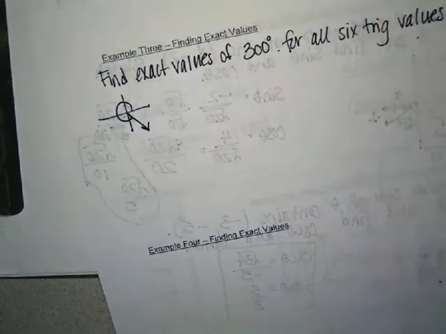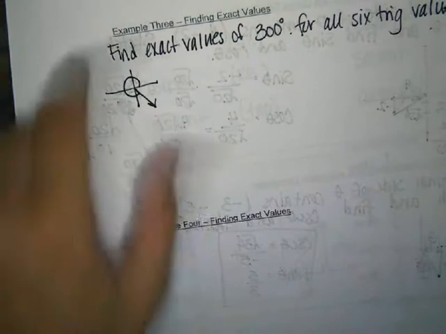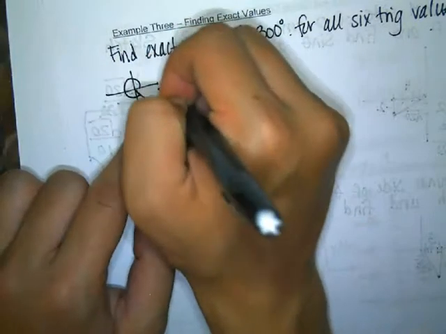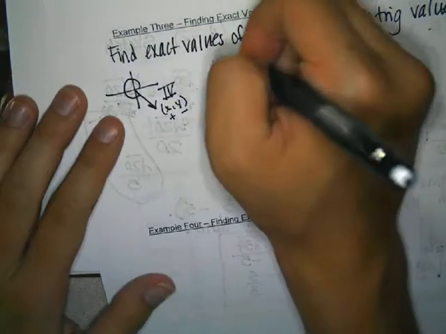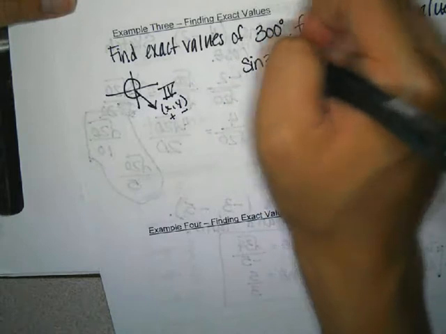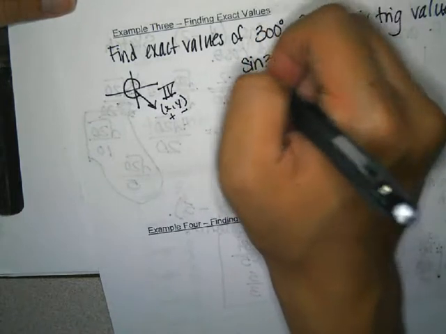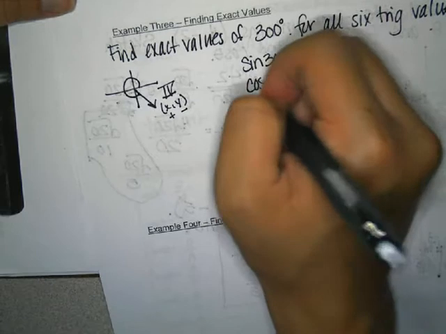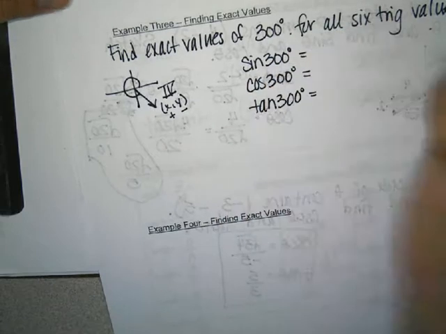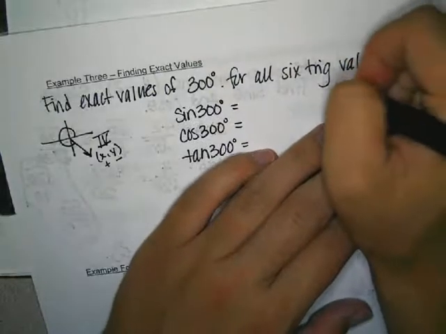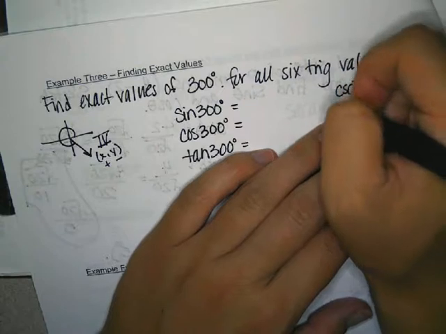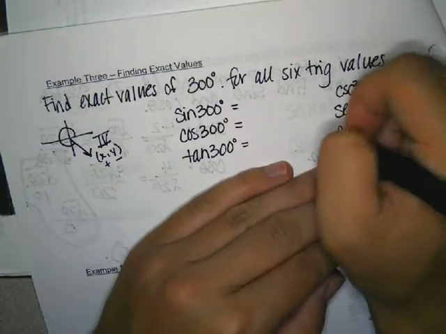I think I'll end with example 3. So we sketched 300, and that's just to determine what quadrant it's in. It's in quadrant 4. In quadrant 4, your x values are positive, your y values are negative. So I'm finding sine of 300 degrees, cosine of 300 degrees, tangent of 300 degrees, and then vice versa, cosecant of 300, secant of 300, and cotangent of 300.